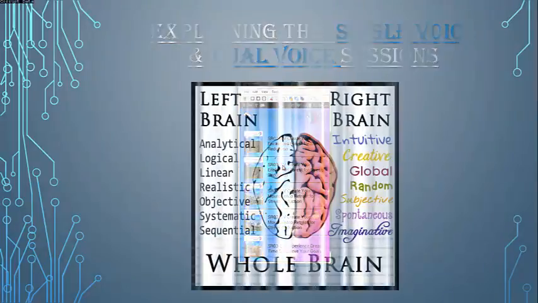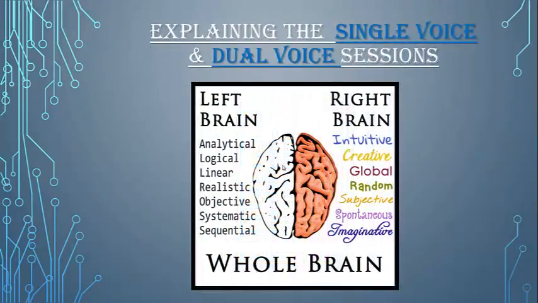So basically, the self-mastery technology's goal is to create whole brain learning. And the dual voice visualization system is basically just a unique recording process with two separate voice tracks that are spatially placed to help synchronize the right and the left hemispheres of the brain. So as you can see by this diagram, the left brain is more analytical, more logical. The right brain is more creative and imaginative.